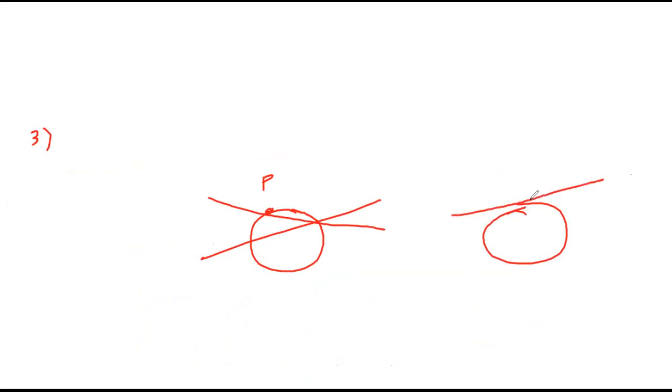Suppose this is a circle, and here I make one point P. How to draw a tangent to this point? This way? No, it should only touch P, not cut but touch. So a line touching is called a tangent.